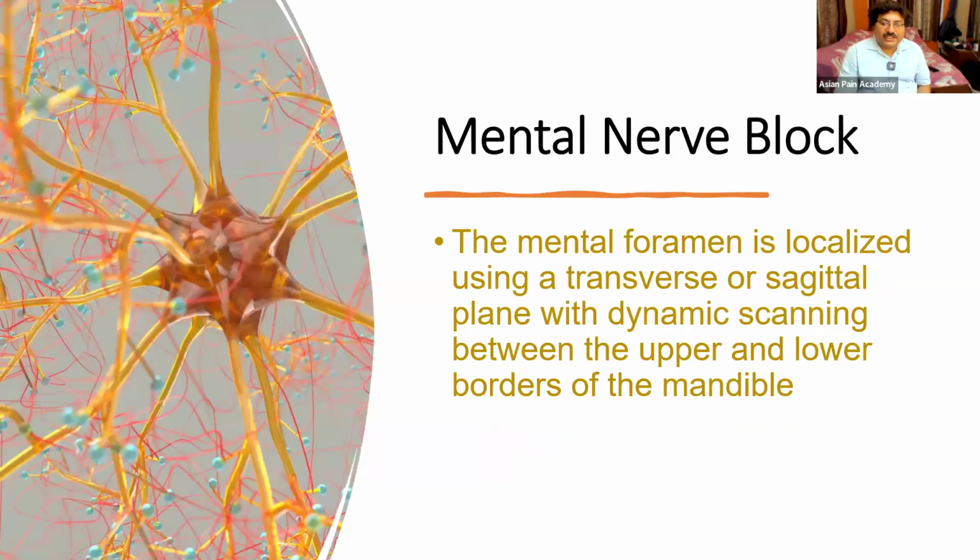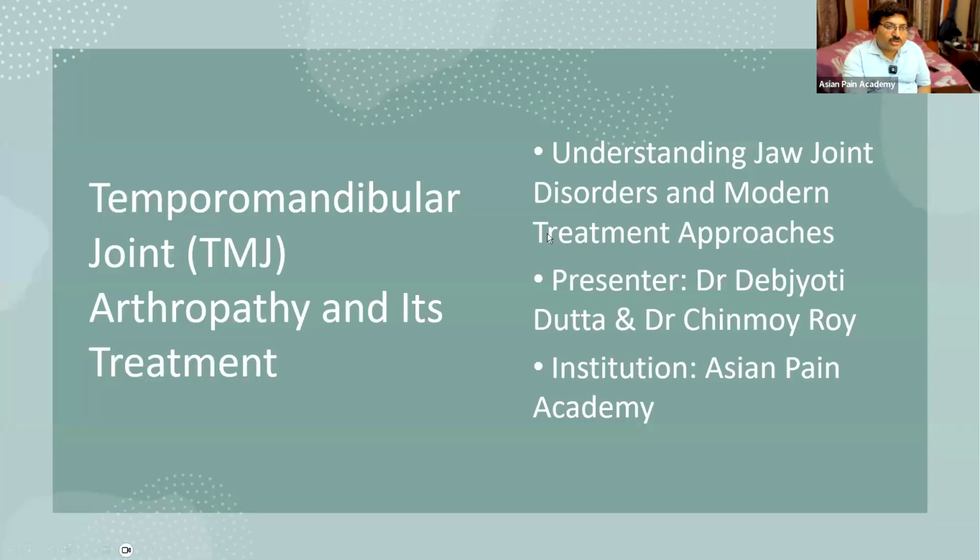The mental nerve is localized using a transverse or sagittal plane with dynamic scanning between the upper and lower borders of the mandible, and that can also be blocked. Chinmada, please show the mental nerve, then we'll go for the TMJ. No, I did not show even the infraorbital also. Infraorbital is also not shown? So you showed both, because these three superficial nerves can be reliably blocked with the help of ultrasound: the supraorbital, infraorbital, and the mental nerve.